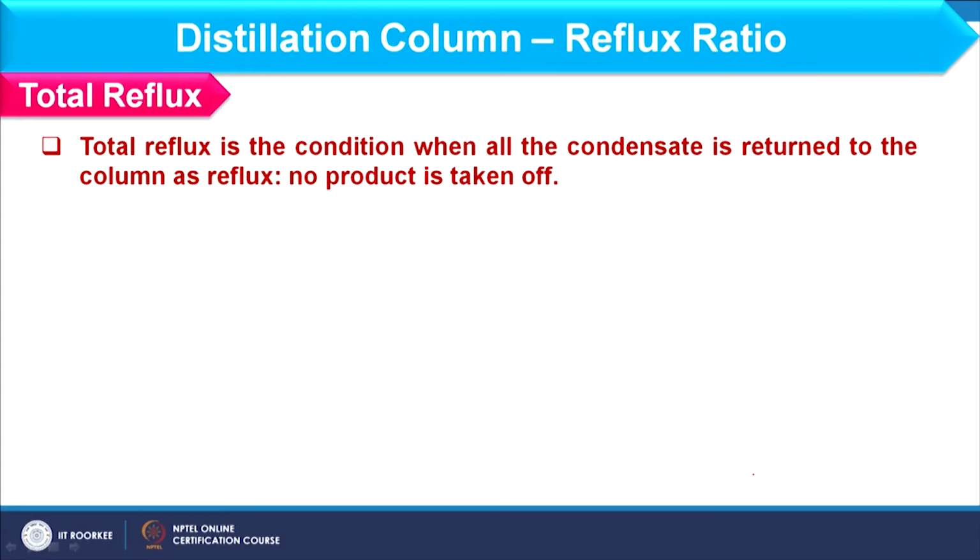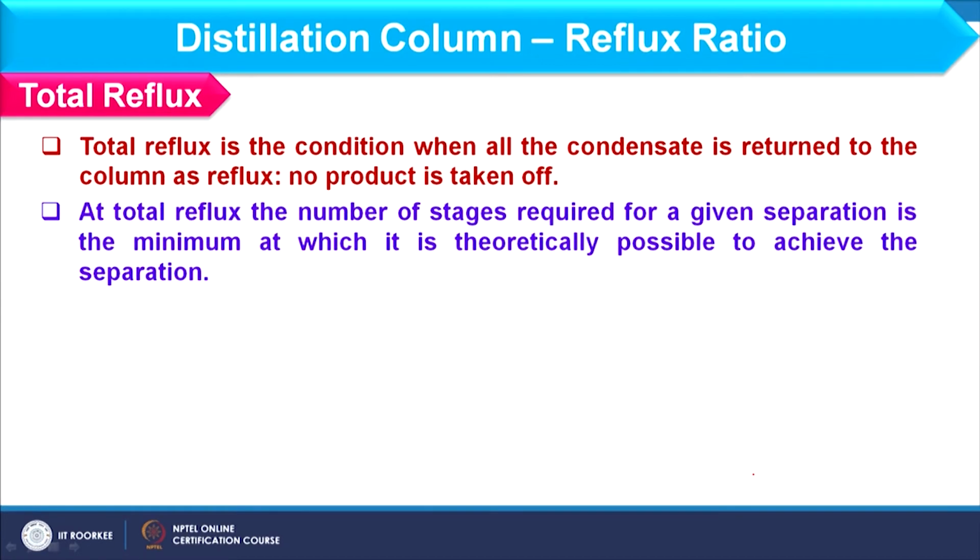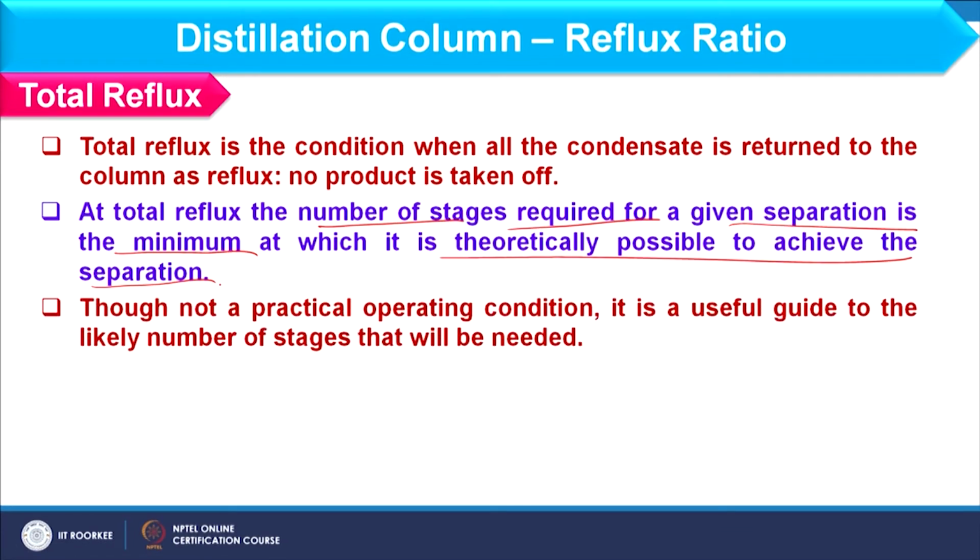So, the R value should be infinite, and in that case distillate will be 0. The total vapor exiting is converted into condensate, and that is returned back to the column. This is the case we consider as total reflux. In this case, the number of stages required for the given separation is minimum, the minimum at which it is theoretically possible to achieve the separation. So total reflux gives the minimum number of plates in the distillation column.